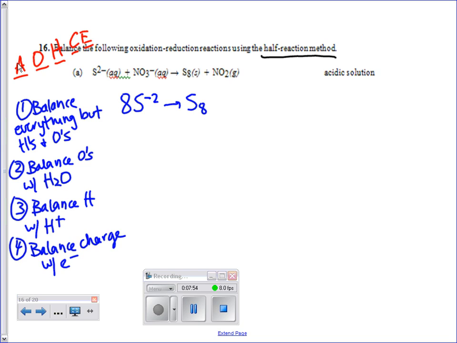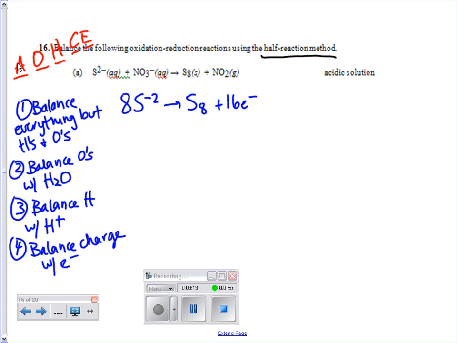So this one, all we have left to do is to actually balance our charge. So what's the overall charge on the left side? -16. We have 0 on this side. I can add electrons once to one side to get an overall charge of what? We're going to add 16 electrons to the right, and now we have a balanced half reaction. So let's do the next one.